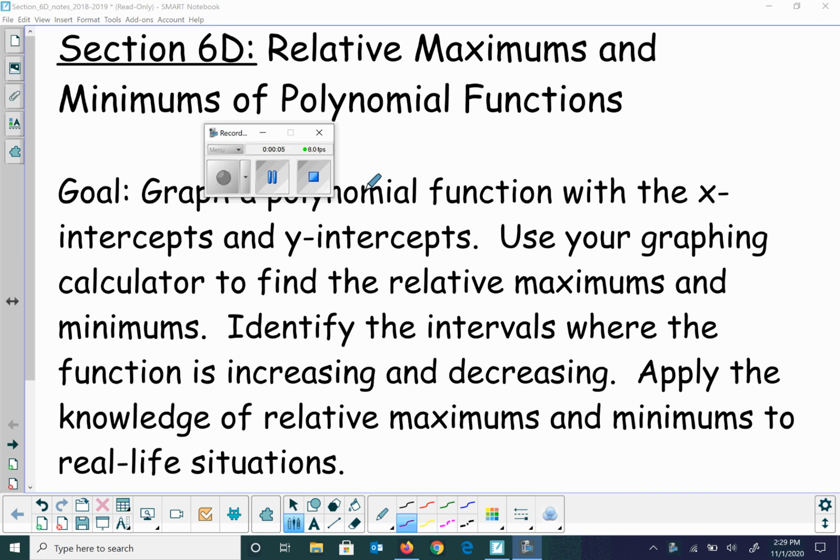So remember we skipped 6D. There is a worksheet on 6D which goes along with 6B. You should do the odds on that. But I am going to be using Desmos. On this one they want us to use a graphing calculator, so I'm going to use Desmos.